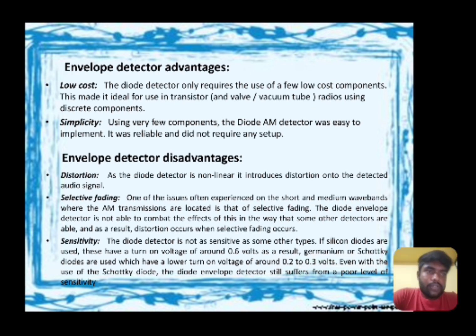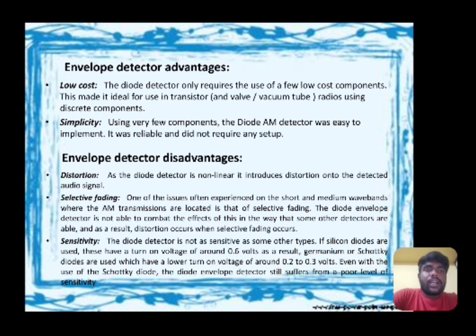And let us come to the disadvantages: distortion, selective fading and sensitivity. In distortion, as the diode detector is non-linear, it introduces distortion onto the detected audio signal. Selective fading is one of the issues often experienced on the short and medium wavebands where AM transmissions are located. The diode envelope detector is not able to combat the effects of selective fading the way that some other detectors are, and as a result distortion occurs when selective fading occurs.